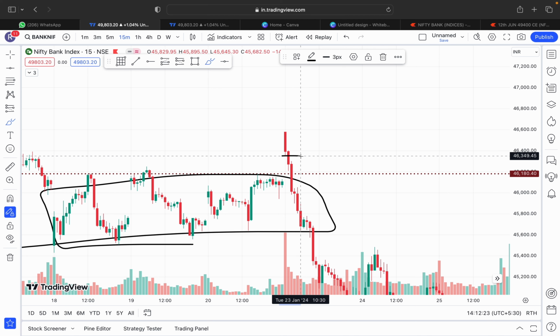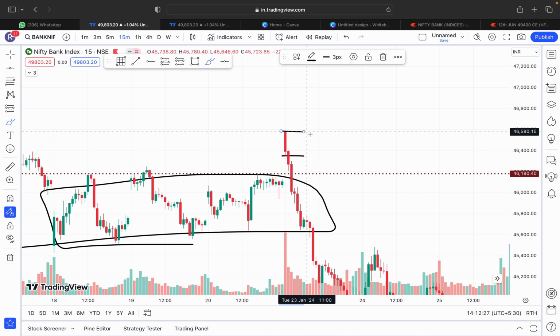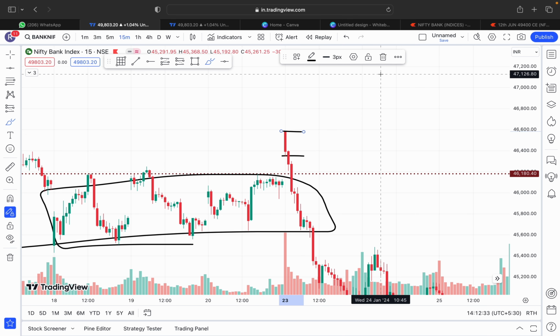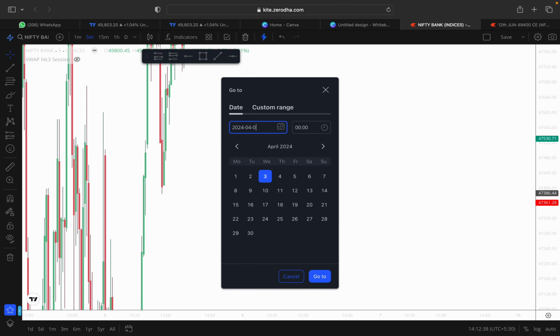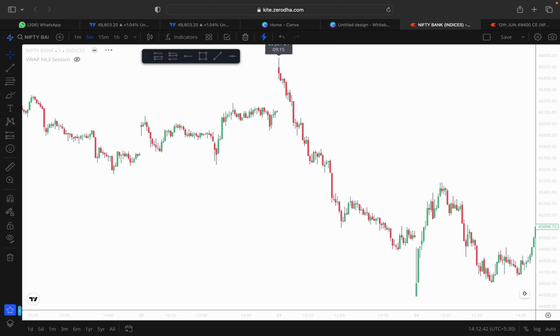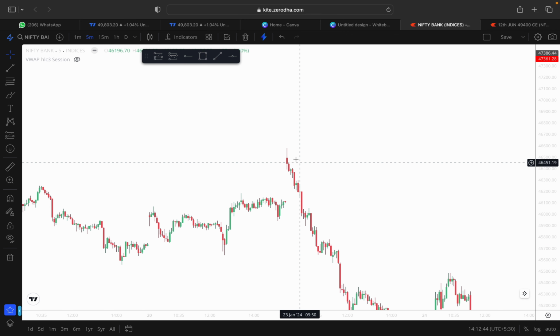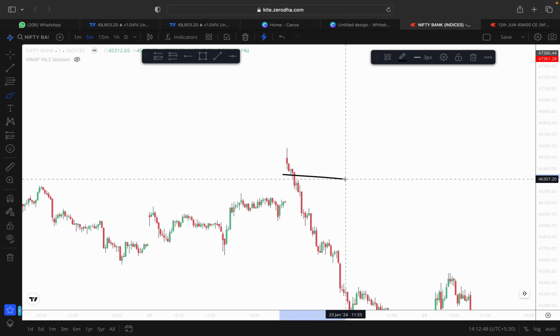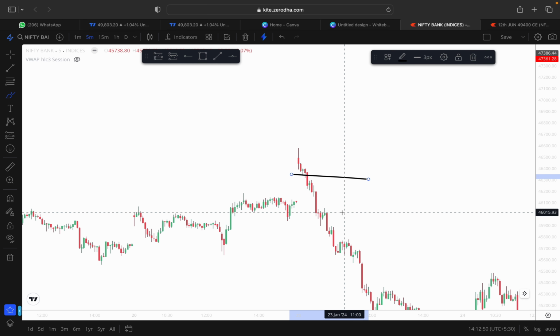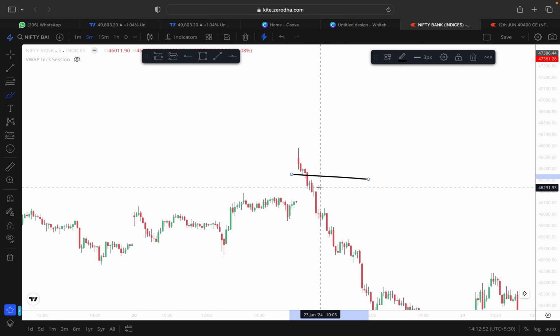So what do we do? Do we enter the trade? We don't, because this is a very huge stop loss. So we look for some kind of confirmation in a smaller time frame. So this is 23rd of Jan. So this is the low of the 15-minute candle, and this is where we get a 5-minute confirmation.